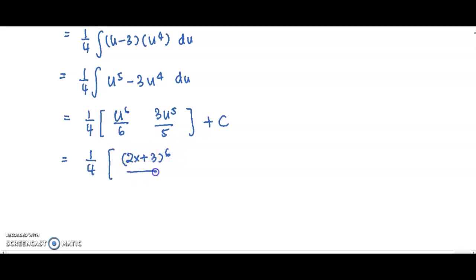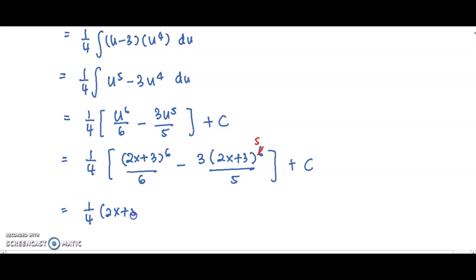So put in u as 2x plus 3. This is to the power of 6 over 6, minus 3 times 2x plus 3 to the power of 5 over 5. Sorry, this will be 5. And you can see that you can actually factor out the common factor of these two terms. You can take out 2x plus 3 to the power of 5.